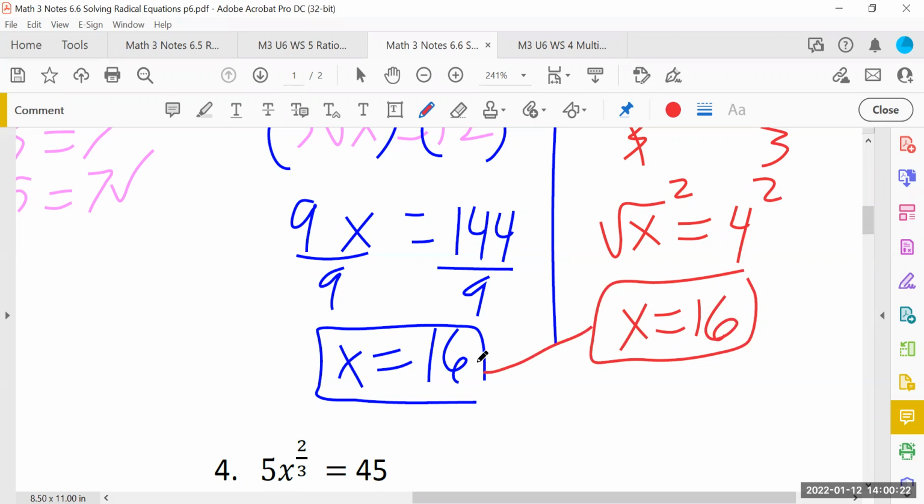You guys, as long as you use the rules that you've learned, you can solve these multiple ways. Are we okay so far?